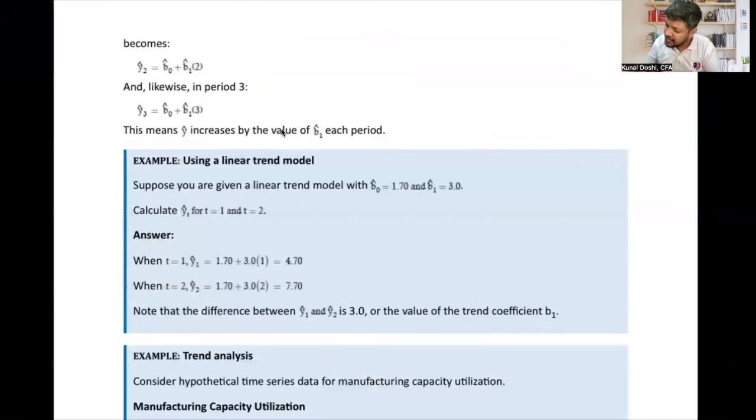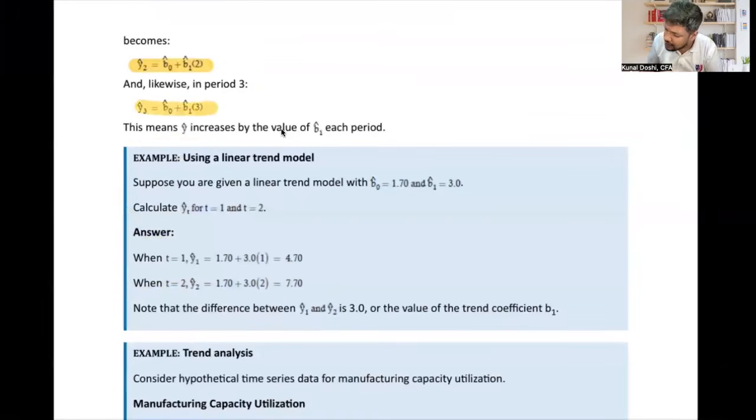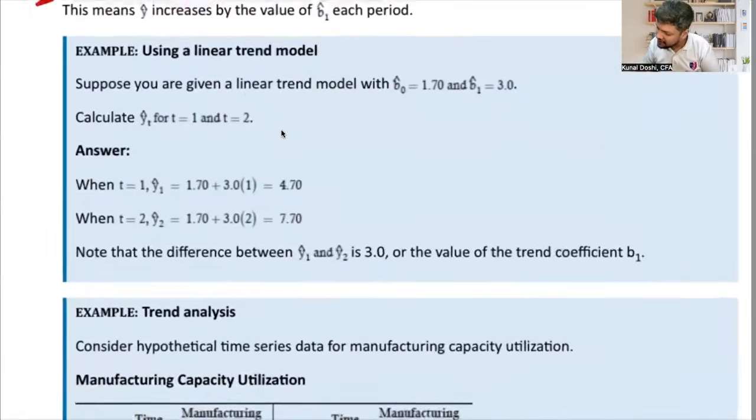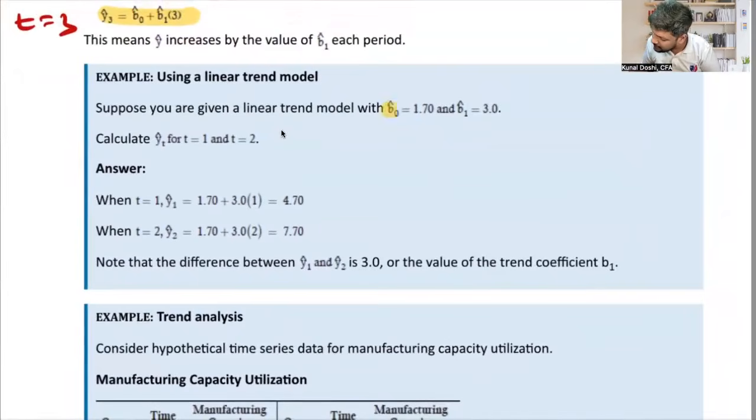For example, if they give me the time is 2, I will replace that x with 2. If they give me 3, I'll replace with 3. This way you can find the value at any time. For example, suppose they've given me a trend model here with B0 and B1. So what will my model translate into? The predicted value of Y will be 1.70 plus predicted value of B into the time. Yes, this will be my regression model.